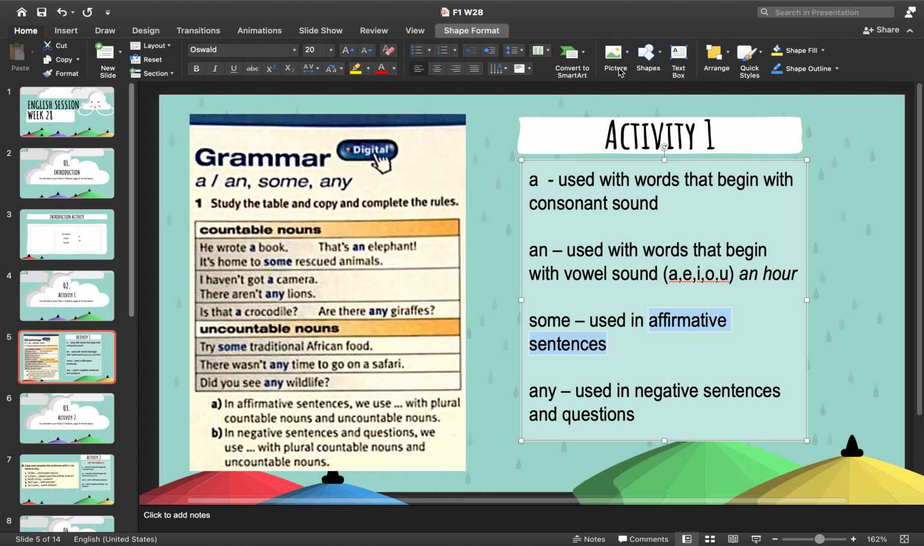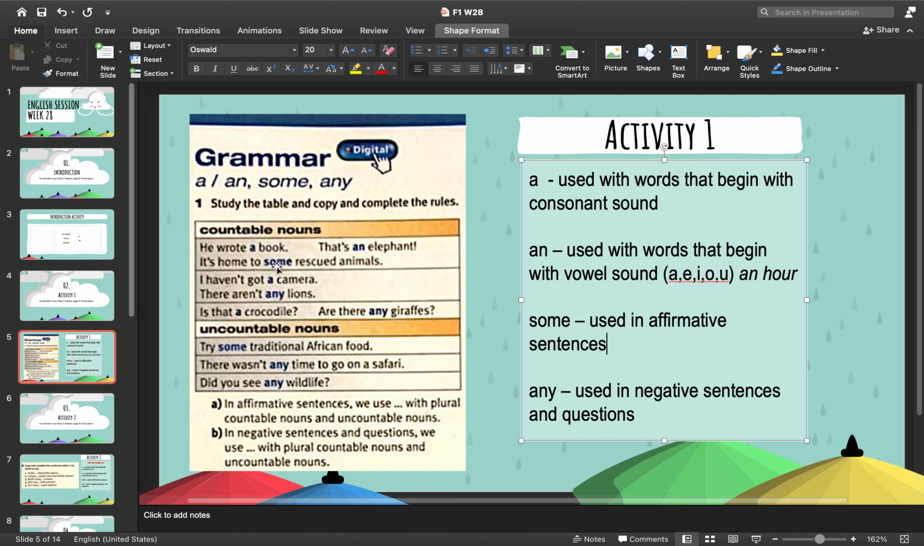Sebenarnya ni lagi simple teacher punya nota. Okay, affirmative ni ialah ayat penyata. Ayat penyata ni dia tak ada perkataan not atau don't atau doesn't, anything lah yang berkaitan dengan tidak. Okay, so tengok contoh dekat sini.